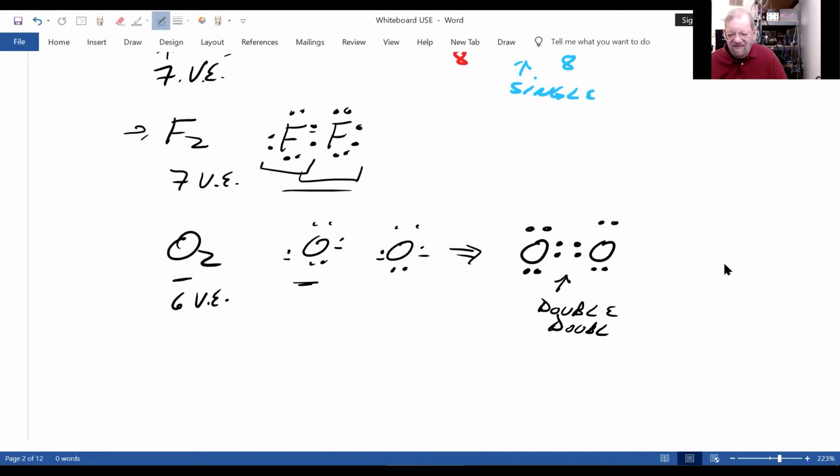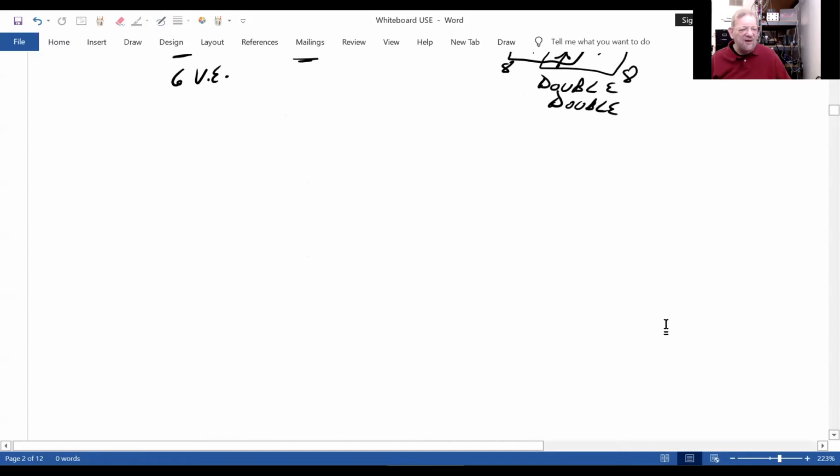And if in the question I asked you to circle this, you would circle those 4 electrons. Now notice this oxygen has 2, 4, 6, 8 octet. This one has 2, 4, 6, 8 octet. So they're all happy.